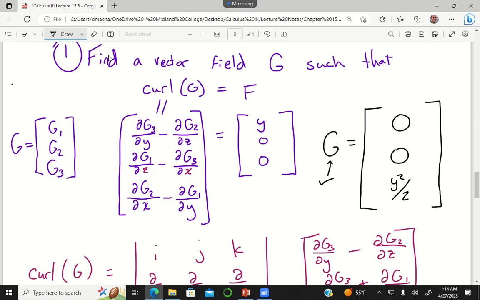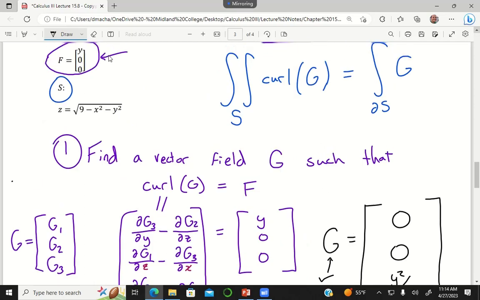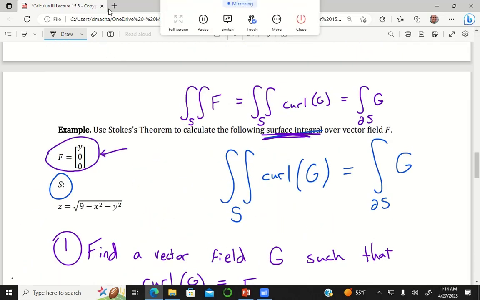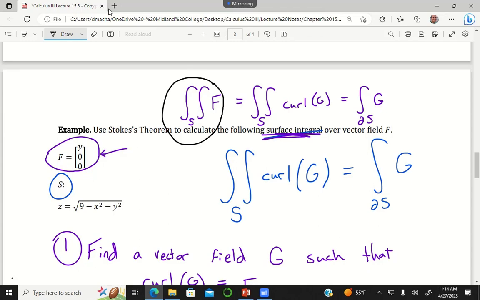Like I said, there's lots of ways to do this. This is not the only vector field G that works. It is the simplest and the easiest one that works, but it's not the only one. This is kind of a hard problem in that way. Okay, but if step number 1 is done and we found what capital G is, now again, if I want to calculate this surface integral, all I have to do is calculate this path integral.